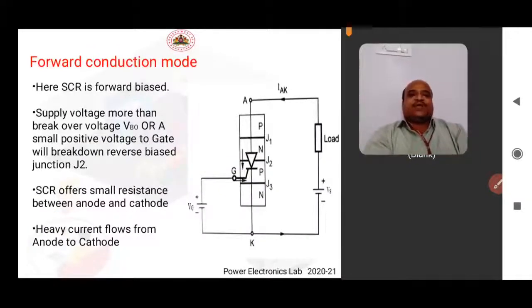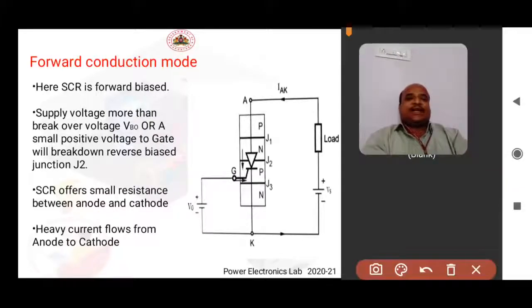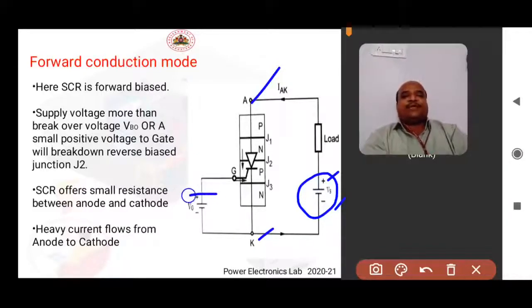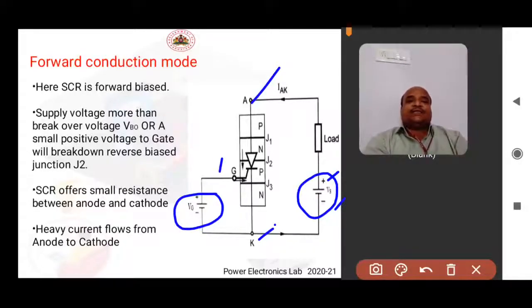In this mode, the SCR again acts as an open switch. Now the third one is forward conduction mode. In this case, SCR is forward biased. That means the anode is connected to positive and cathode is connected to negative. The SCR can be turned on by increasing the supply voltage to more than the breakover voltage of SCR, or by applying a small gate voltage between gate and cathode. The SCR is made to turn on.